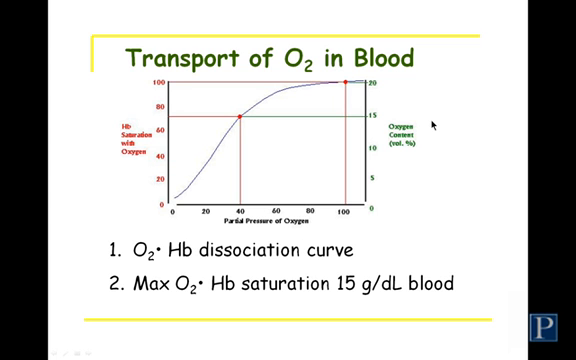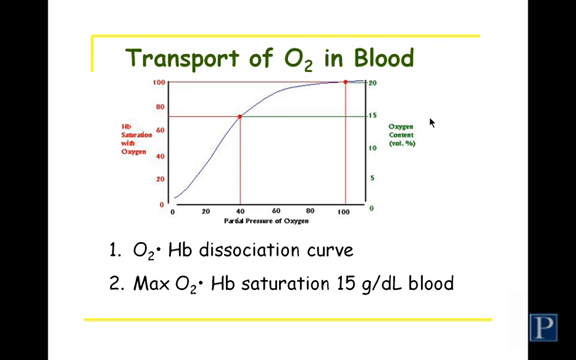It says oxygen content or volume percent. The curve can be expressed in terms of what we call volume percent. It's an older term that they used to use. The average amount of hemoglobin that adults have is about 15 grams of hemoglobin for every deciliter of blood, and a deciliter is 100 mils.